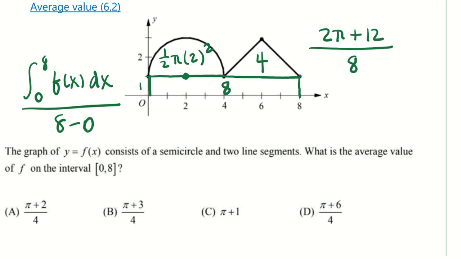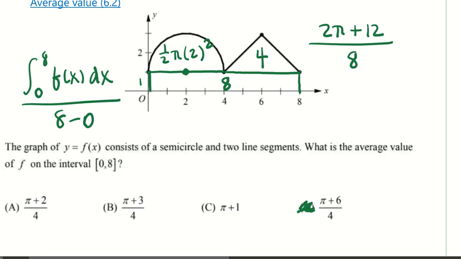What's going on here? Oh, yeah. That's going to be pi plus 6 divided by 4. I just couldn't see that. All right, yeah, that's average value.